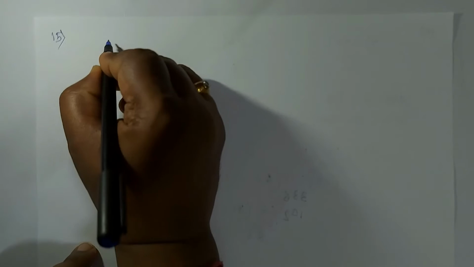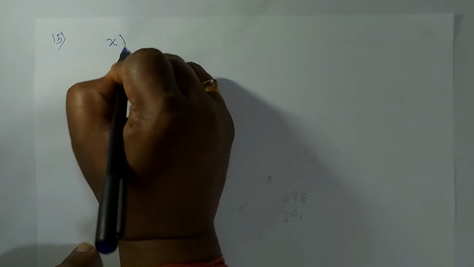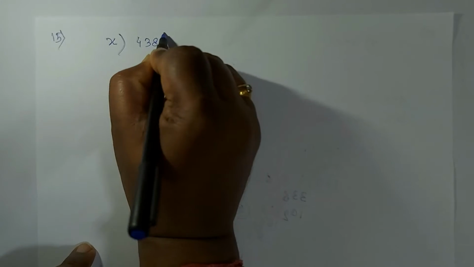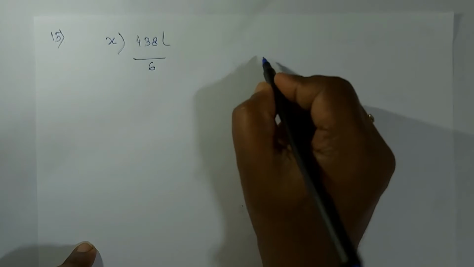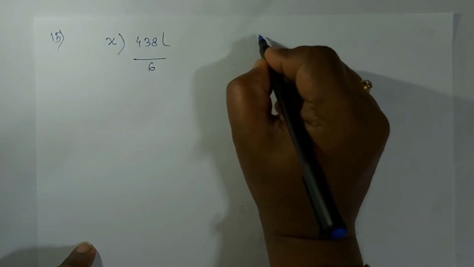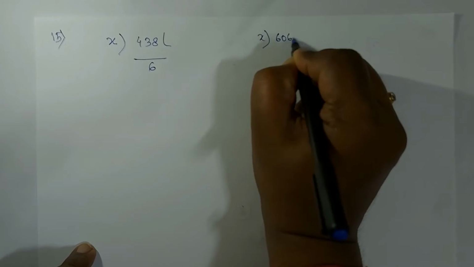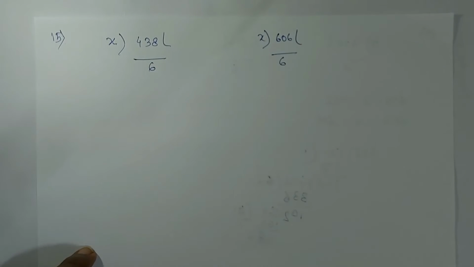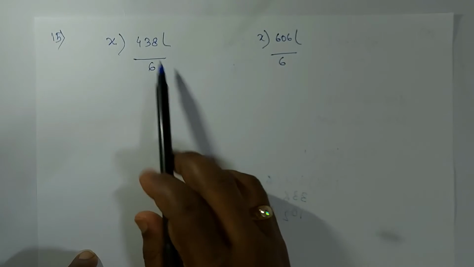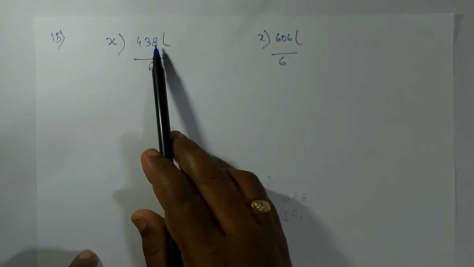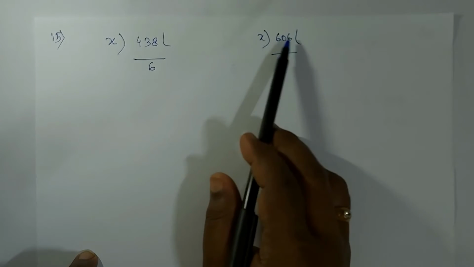Okay, next is question number 15. Find the largest number which divides 438 and 606, and in each case the remainder is 6. The question wants to say, let the required number be x, and when we divide 438 by x, it leaves the remainder 6, and when we divide 606 by x, it also gives the remainder 6.